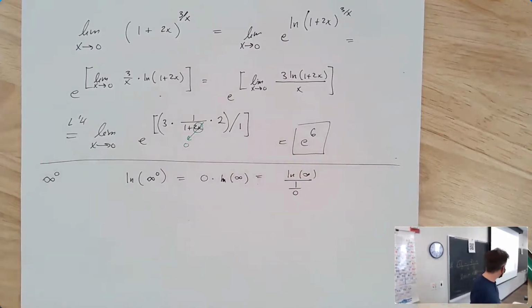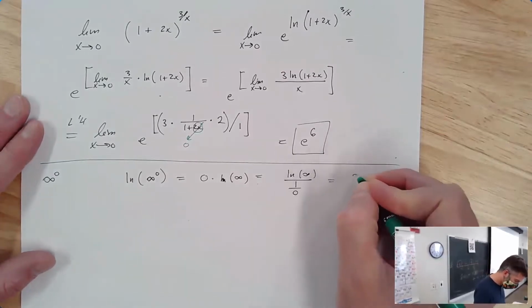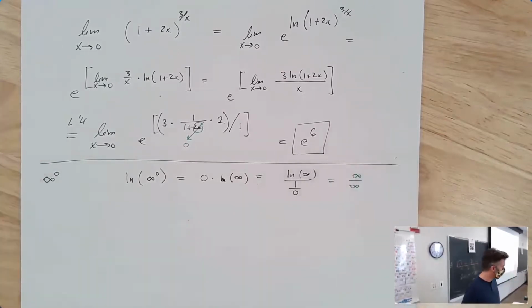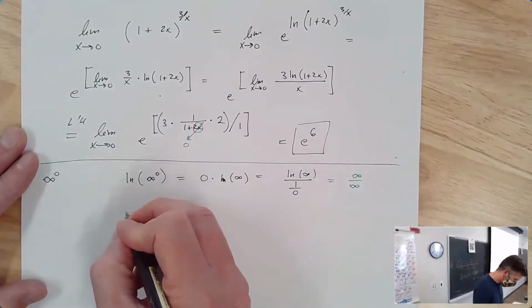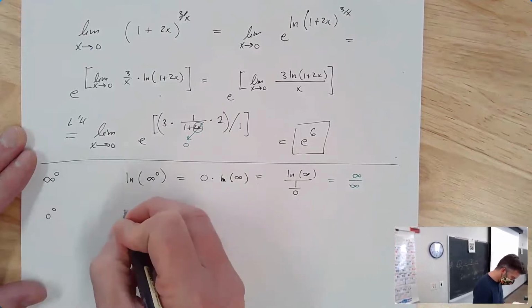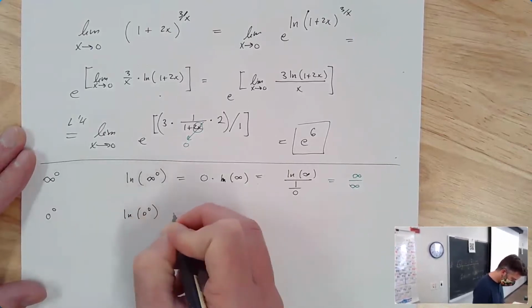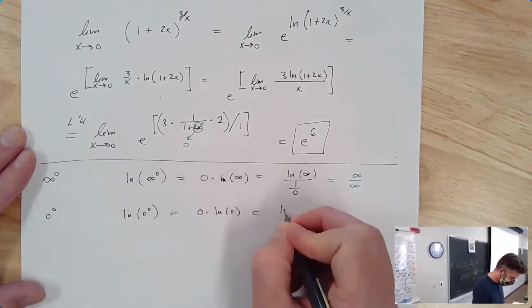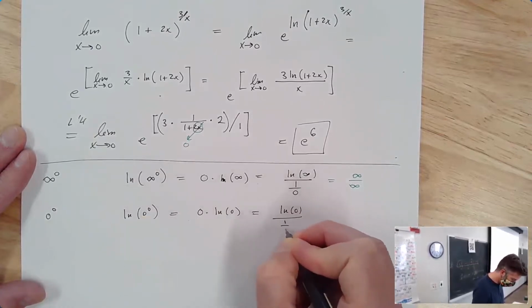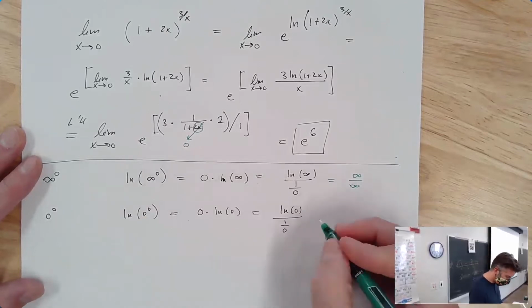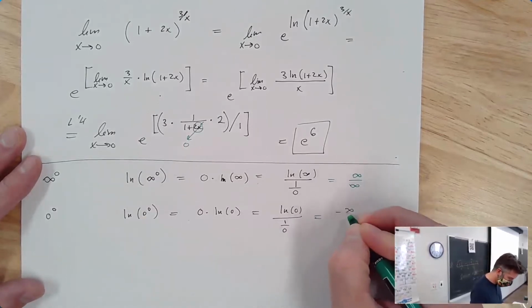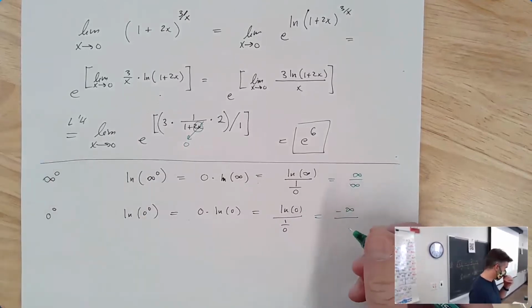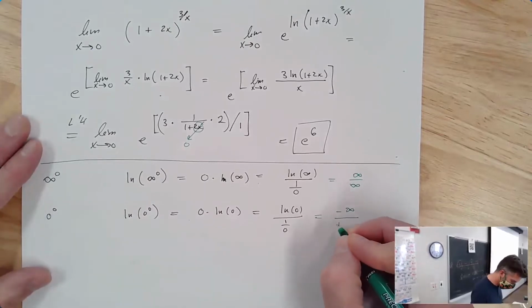But that's an infinity over infinity form. So infinity to the 0 is an infinity over infinity form. And it's also true of the other 2 forms we did. If you have a 0 to the 0, we take the natural log of that, you get 0 times the natural log of 0, which is natural log of 0 over 1 over 0. And natural log of 0 goes to negative infinity, and 1 over 0 could be positive or negative infinity, depending on what side of things you're on.